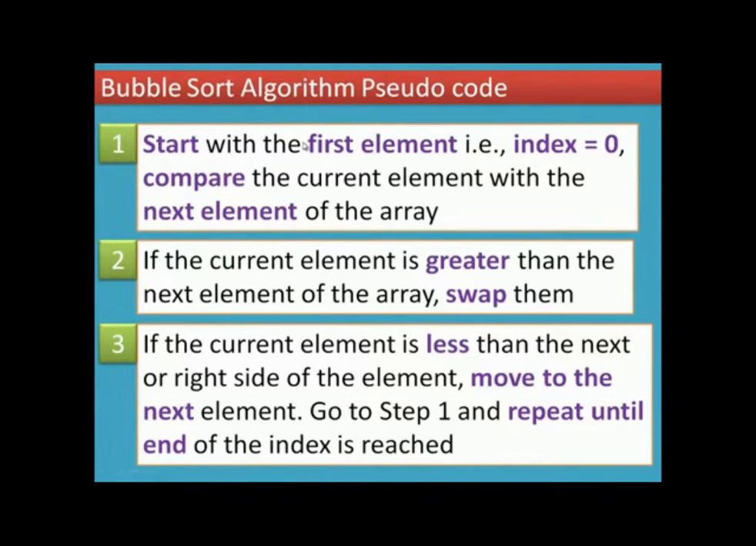Let us start with the first element, that is index equal to 0. Compare the current element with the next element of the array. If the current element is greater than the next element of the array, swap them. Third step, if the current element is less than the next element, move to the next element. Go to step 1 and repeat until the end of the index is reached.